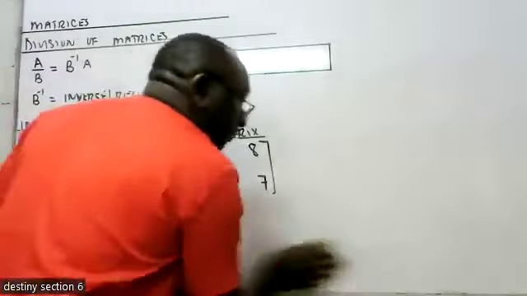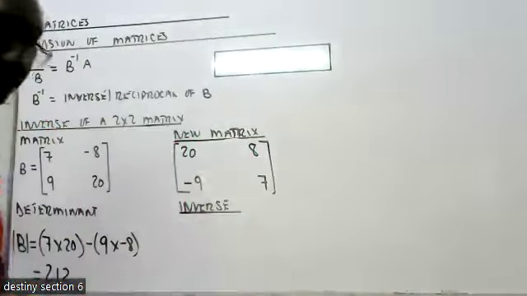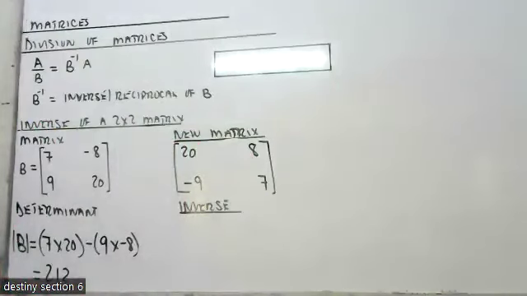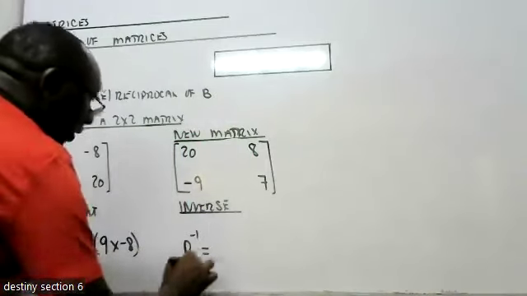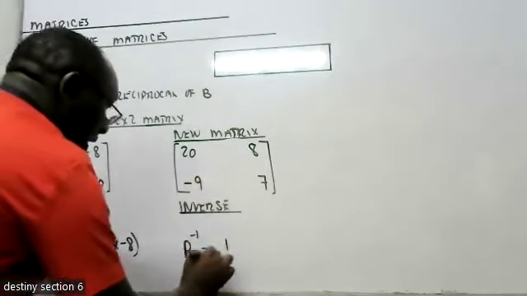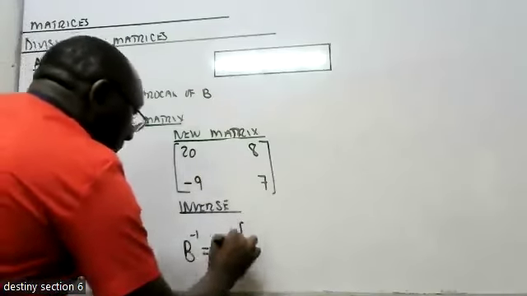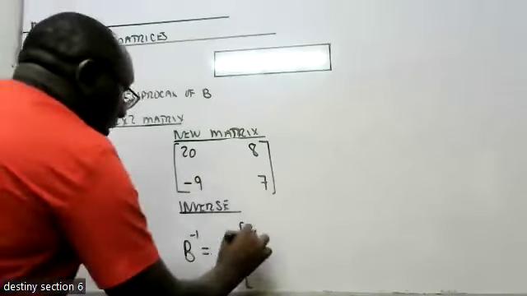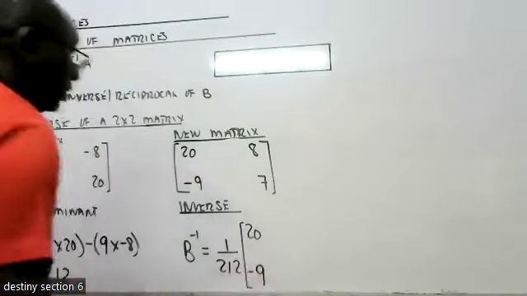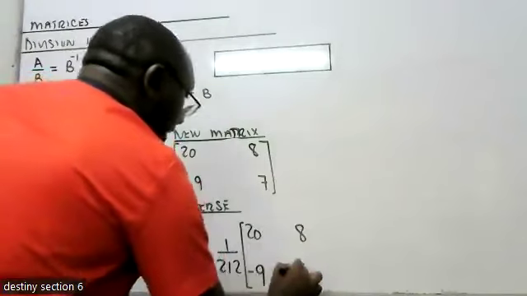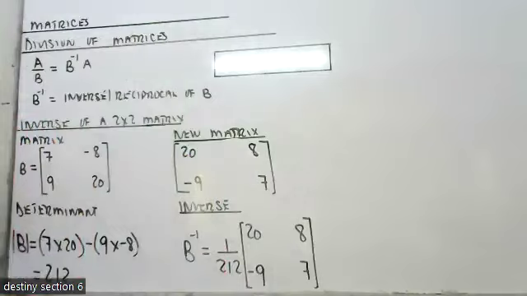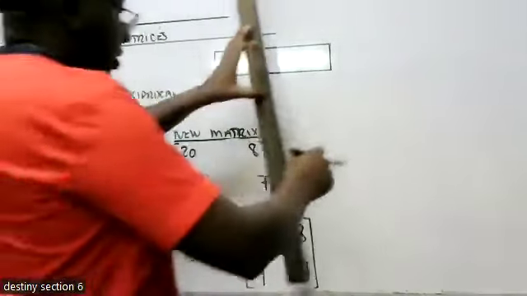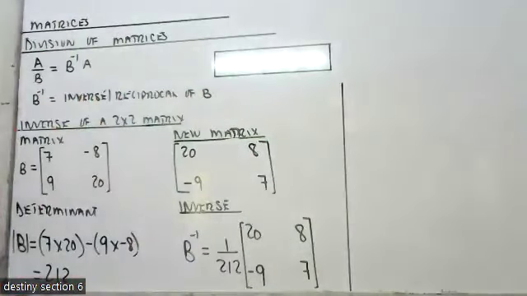So with that, the inverse of that, B inverse, is 1 out of 212. You multiply by 20, negative 9. Then we have 8 and 7. So that one we can leave it that way. There's no need of opening.